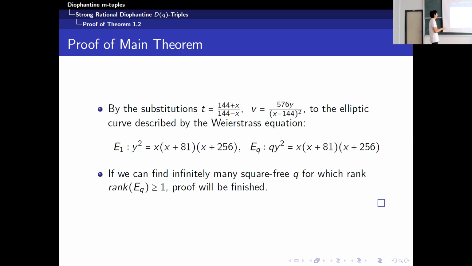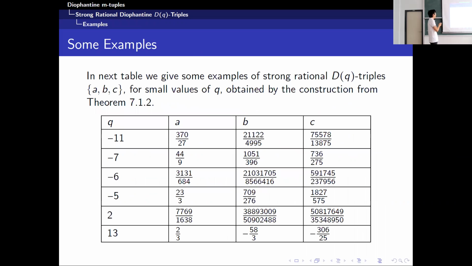And this proof is also not finished here, it needs much more detail, but this is too long, so I can't give it here. But the main idea is to show that the EQ rank is at least 1. Okay, and this is the motivational part. You can see some Q, A, B, and C values. And with these values, you can construct your own strong rational Diophantine DQ triples.